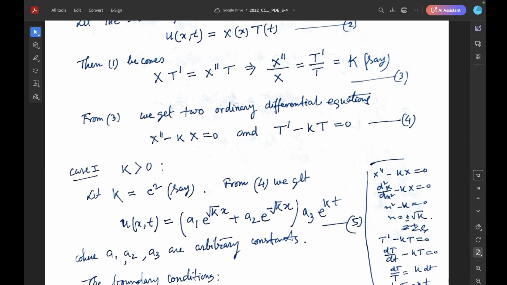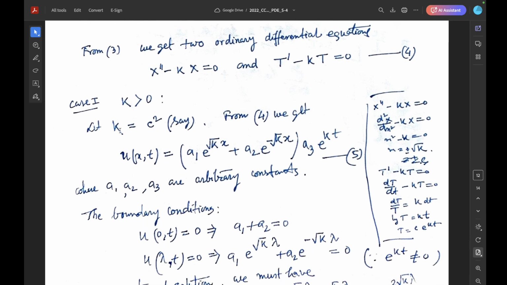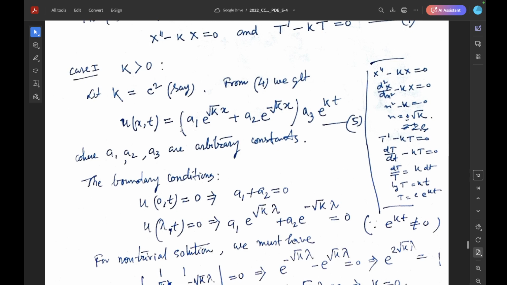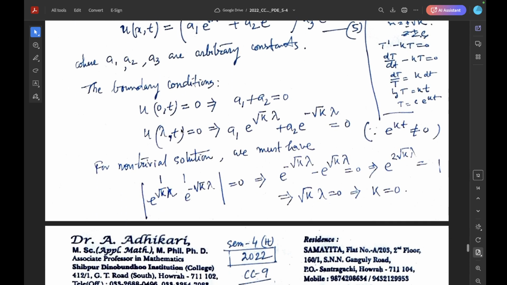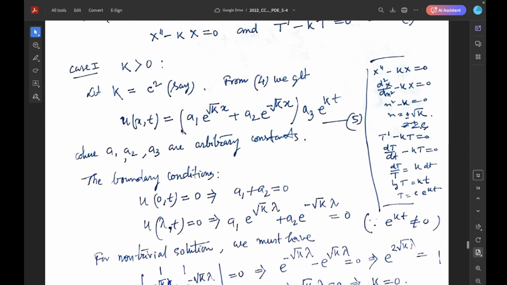This double dash means d²X/dx², and this is dT/dt. And for k equal to 0, and if k equals c², we get this. There is no solution for this case.